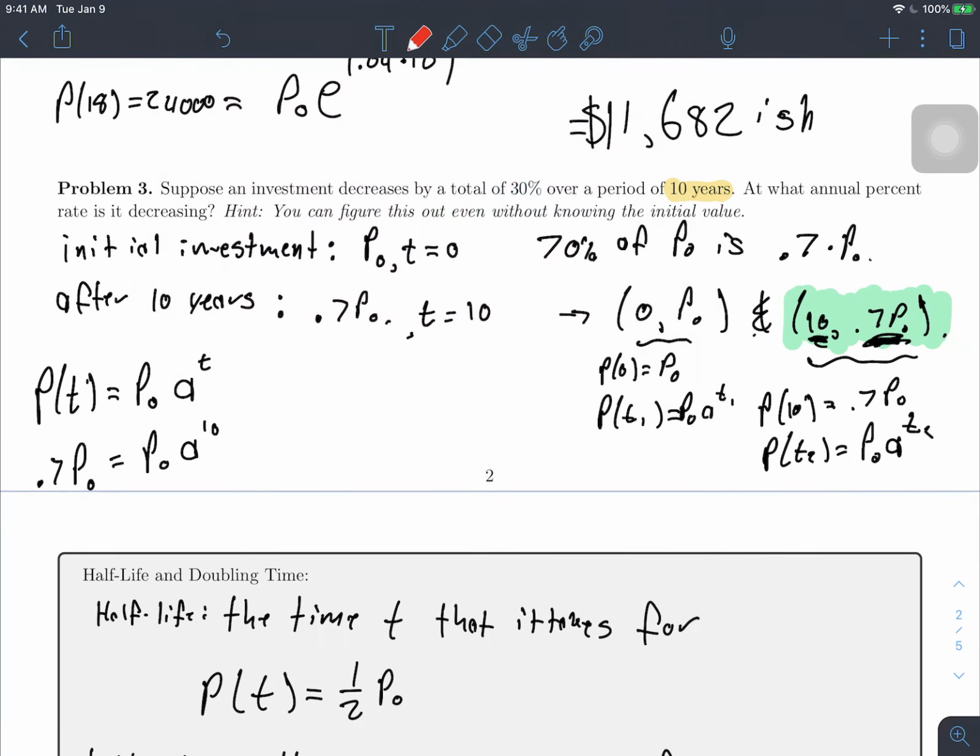Now do you agree with me that you can cancel these P naughts? And if I have A to the power 10 equals 0.7, do you know how to figure out what A is? Would it be 0.7 to the 1 over 10? Exactly, 0.7 to the power 1 over 10. So that's how we would do that.